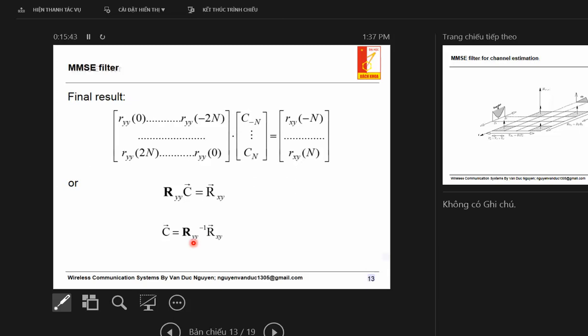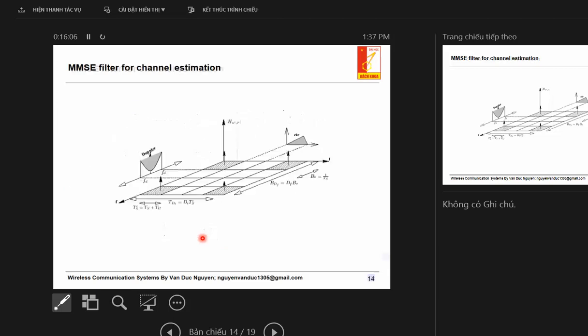So in order to compute the optimal filter, we need to know the autocorrelation matrix of the receiver signal and also the cross correlation matrix of the receiver signal with the transmitted signal. That is the condition in order to implement the mean square error.